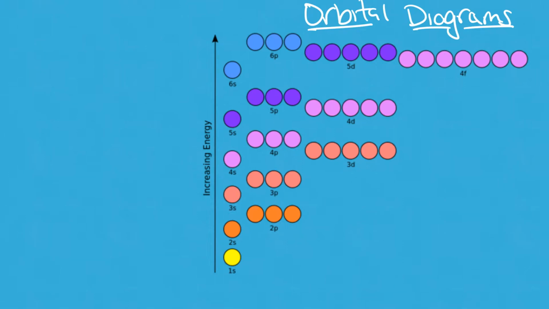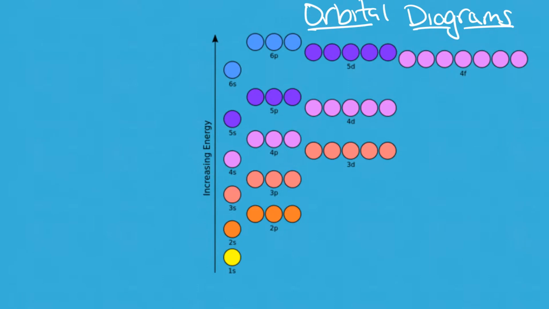Alright guys, in this video, I just want to review all the main aspects of orbital diagrams. First of all, orbital diagrams tend to give a lot more information about the electrons, about the atoms, than just the regular electron configuration notation. For example, you can actually see the direction of the arrows.